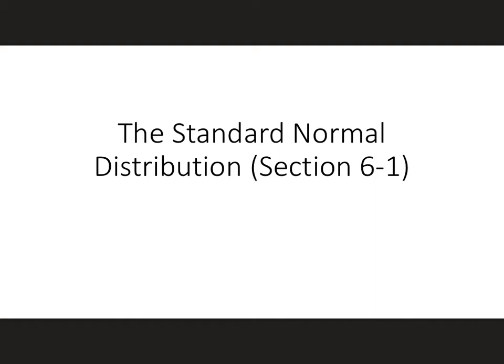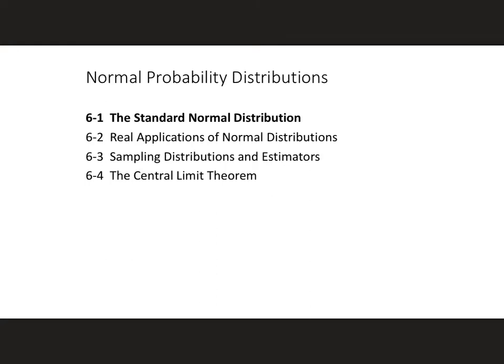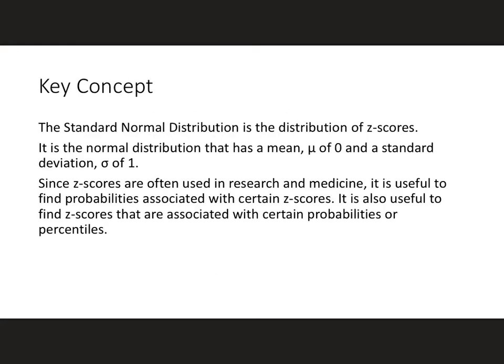Here we're looking at 6.1, the standard normal distribution. The standard normal distribution is the distribution of z-scores. It is the normal distribution that has a mean, or mu, of 0 and a standard deviation, or sigma, of 1. Since z-scores are often used in research and medicine, it is useful to find probabilities associated with certain z-scores. It is also useful to find z-scores that are associated with certain probabilities or percentiles.